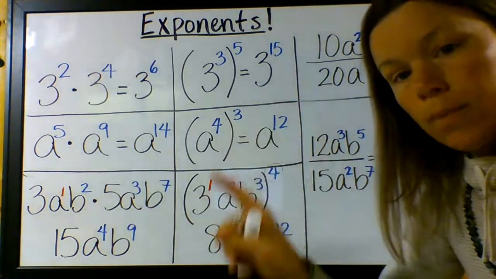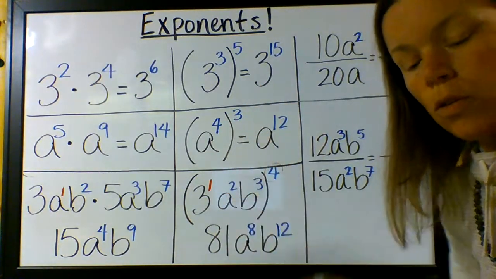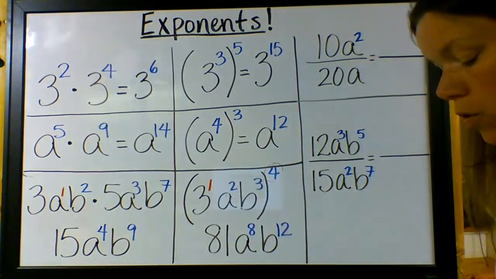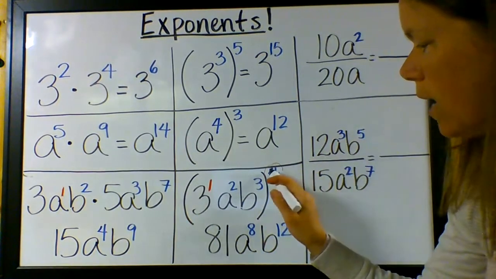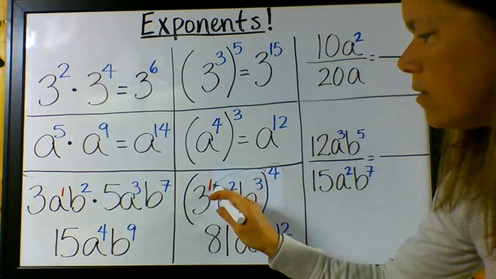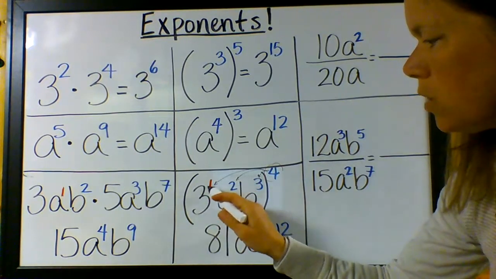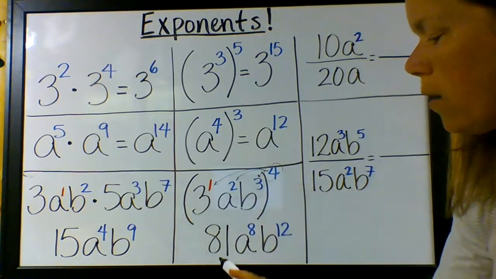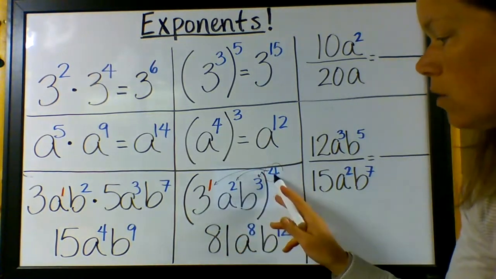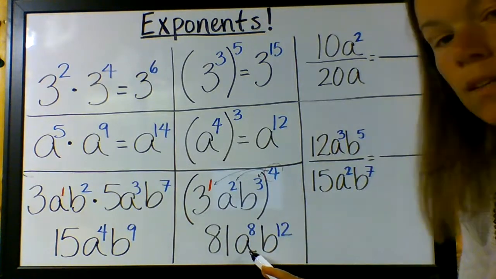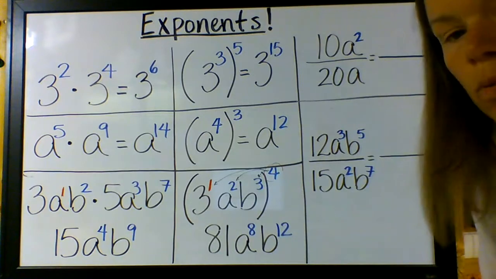A squared times a squared times a squared times a squared, b to the 3rd times b to the 3rd, b to the 3rd. So we can look at them all separately and think that this exponent here really applies to each of these exponents. So 3 to the 1st to the 4th power is 81, right? 3 to the 4th. A squared to the 4th power is a to the 8th. And b to the 3rd to the 4th power is b to the 12th.